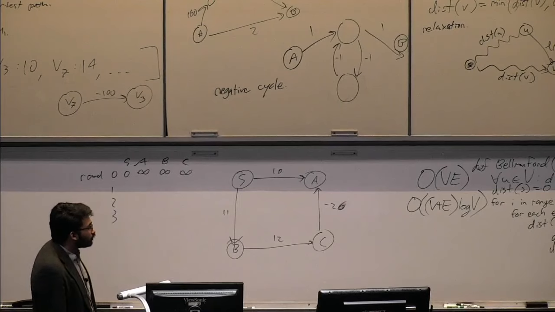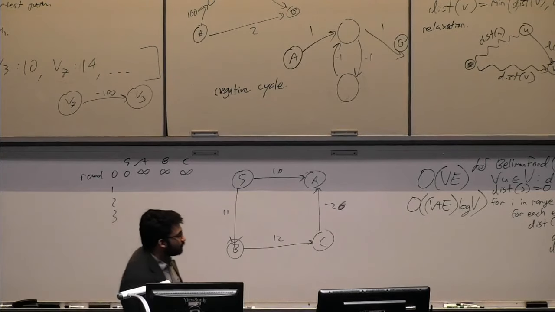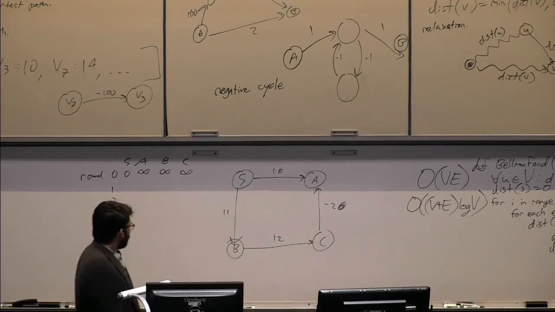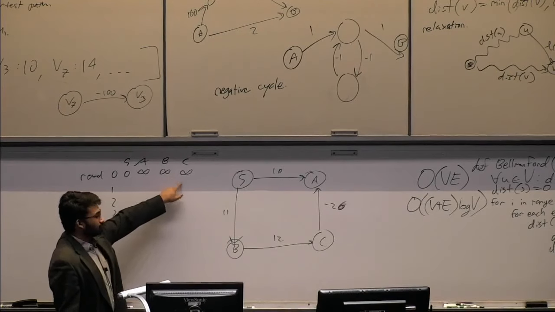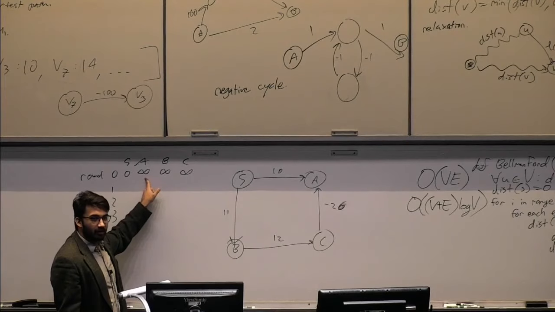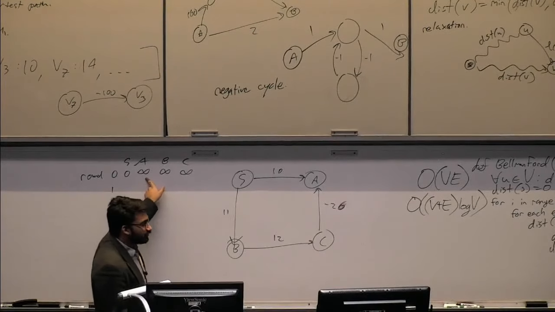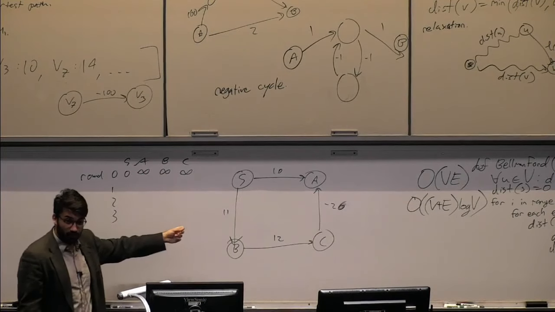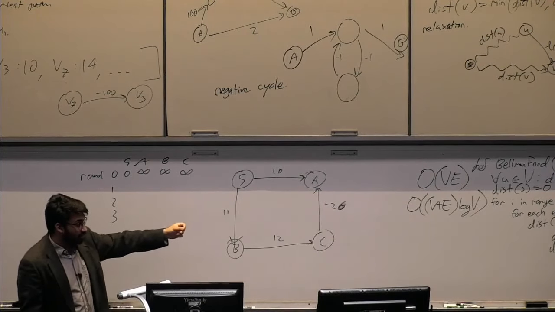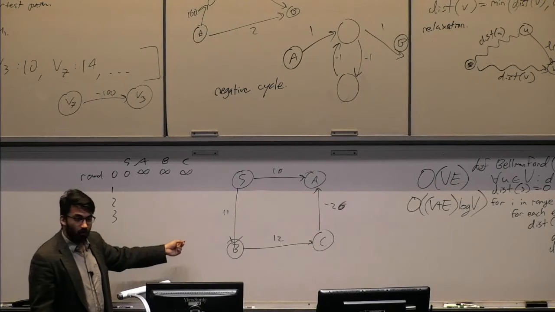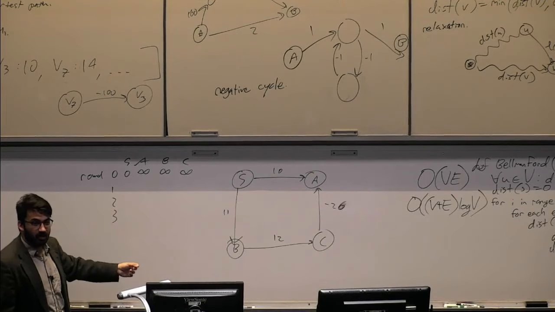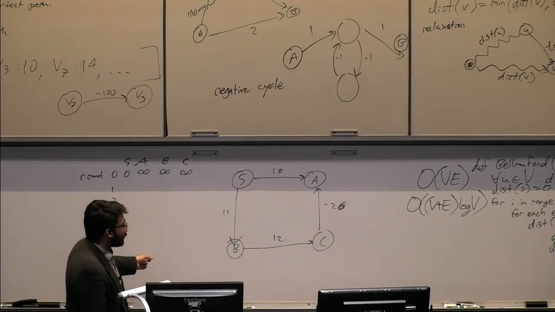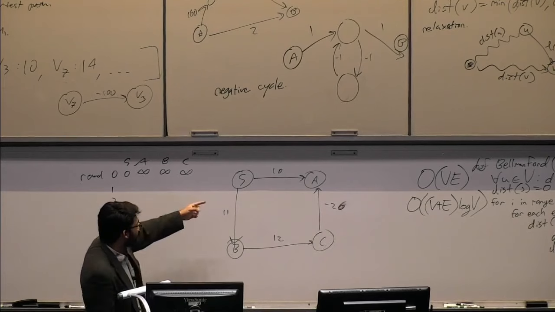Then what you're going to do is simply compute the min. Dist v is going to take on the min of dist v and dist u plus l(u,v). But notice that all of these three values are infinity right now. So the dist v for all of those, when A, B, or C is the u in the min, is going to be infinity. So the only edges that will end up being updated are the ones outgoing of S. So the only ones you're going to update first are going to be S goes to A and S goes to B.